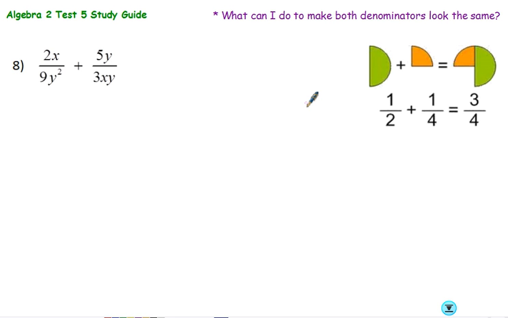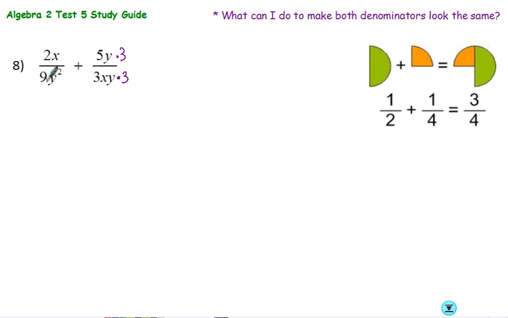Well, let's just start with the numbers. Let's pretend for a second that there was no x and y and all that stuff. You say, what could I do to 3 to make it look like a 9? Well, you'd have to multiply by 3, and we'd have to do that to the top and the bottom. But let's also look at the other things as well.